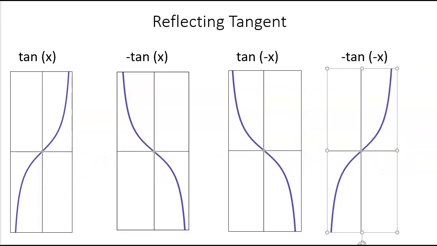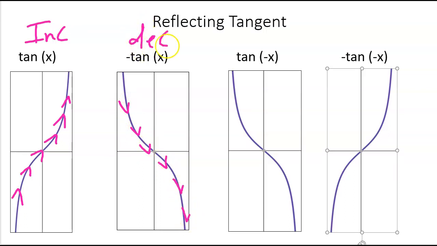All right. So this function seems to be going in an upward direction as I move to the right. So we would call that increasing. This one seems to be moving in a downward direction. So we would call that decreasing. This is also decreasing. And this is increasing. So once again, these are all the different ways that tangent can look based on the reflections we subject it to.